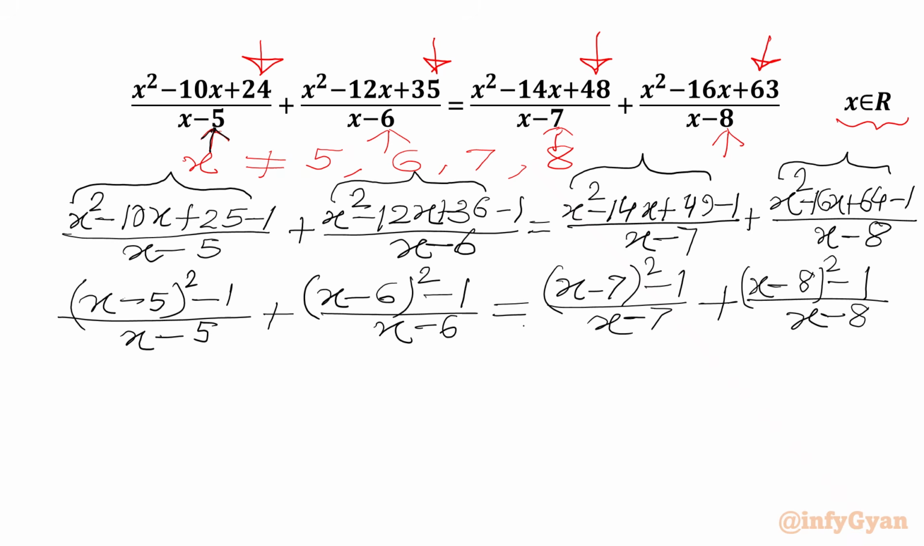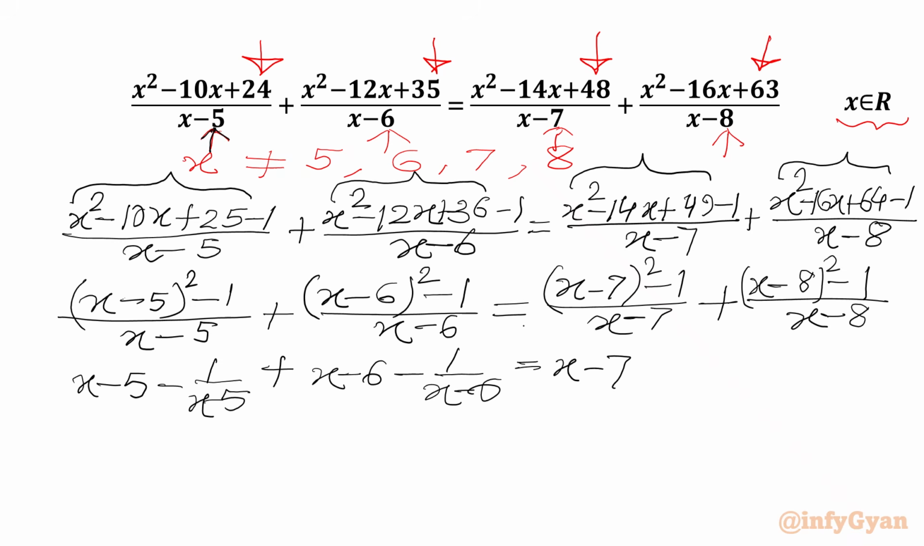Now we will split numerators with respect to denominators. So x minus 5 whole square over x minus 5, we will write x minus 5. Then we have minus 1 over x minus 5, plus x minus 6 minus 1 over x minus 6, equal to x minus 7 minus 1 over x minus 7 plus x minus 8 minus 1 over x minus 8.